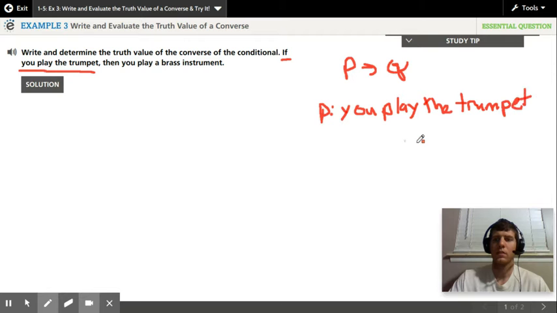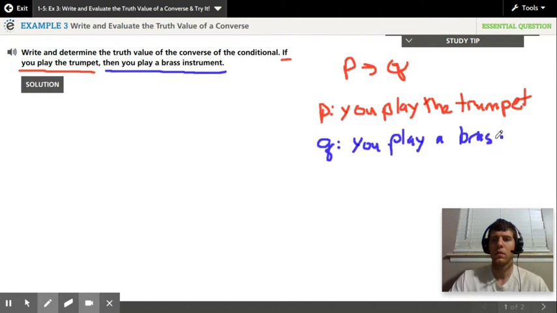Okay, and the statement Q, we should probably do in a different color. Okay, let's do it in blue. The conclusion here is then you play a brass instrument. So Q is you play a brass instrument.